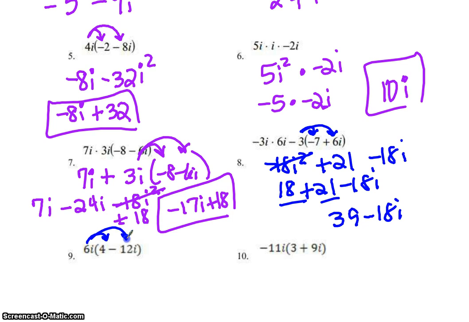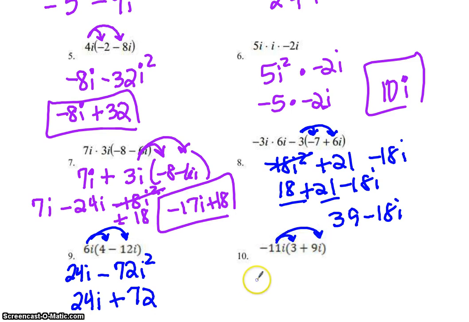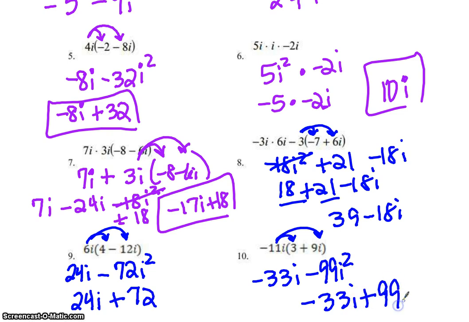Distribute your 6i. 6i times 4 is 24i. 6i times negative 12i is going to be minus 72i squared. This becomes 24i plus 72, because I changed the sign and dropped the i squared. Distribute your negative 11i. Negative 11i times 3 is negative 33i. Negative 11i times 9i is minus 99i squared, which becomes negative 33i plus 99.